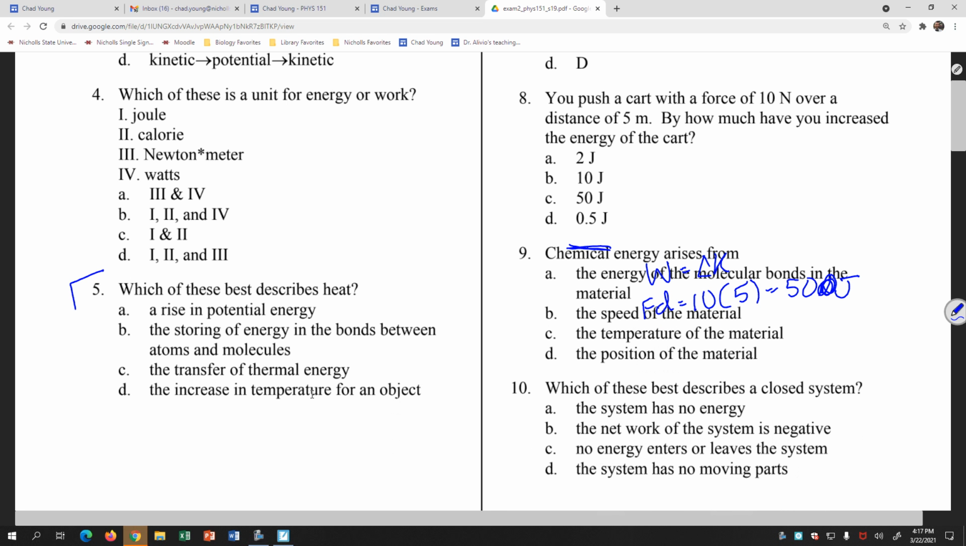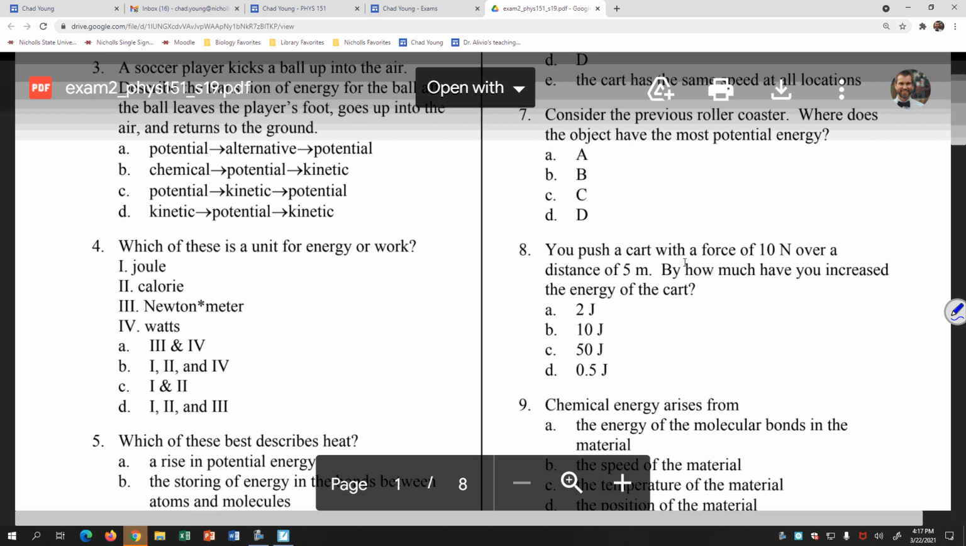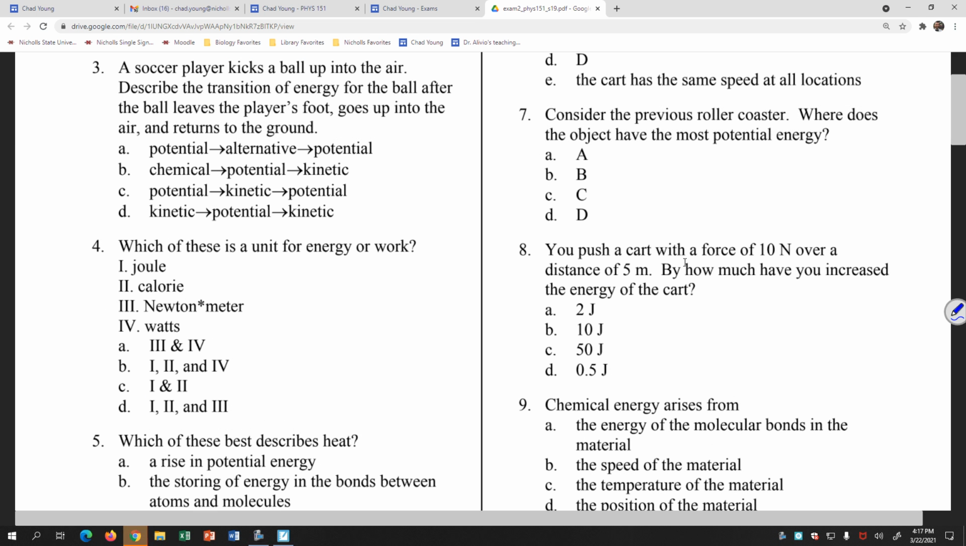Here's a question about heat. Remember I said heat is really a transfer of energy, not the energy that's contained in a system. Yeah, Danny? What about number 4? Yeah, let's look at number 4. Which of these is a unit for energy or work? Look, I love to ask unit questions. So you might want to go through and just write down all of our quantities and write down their units. I'll do that for this chapter in just a second. But the unit for energy or work is a joule, is a calorie, is a Newton meter.